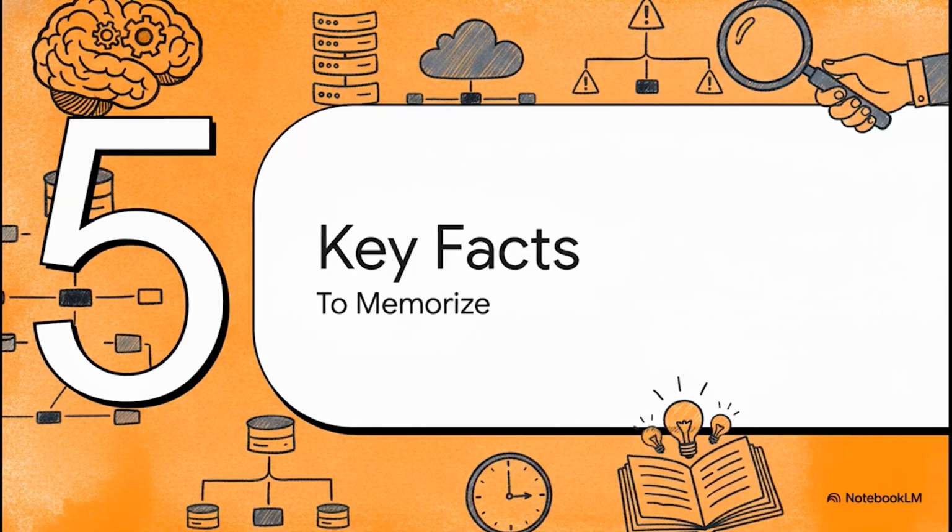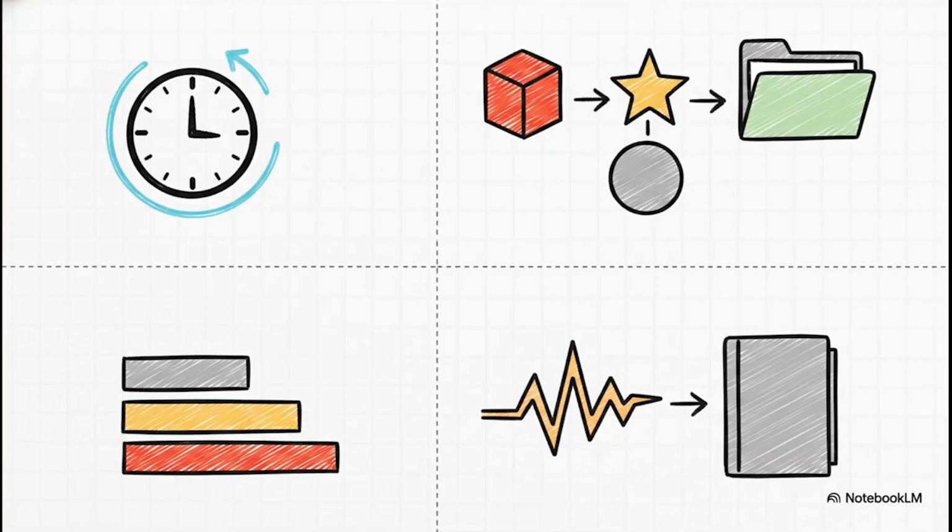Section 5. Key facts to memorize. Let's slow down for just a second to ensure you really cement this critical data before test day. Here is your rapid-fire cheat sheet for Objective 14.5. If you only take away 4 things from this explainer, make it these.